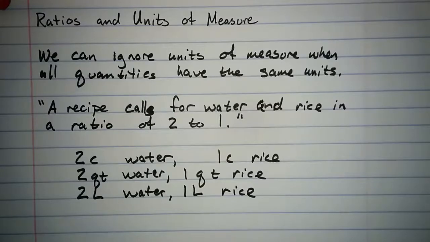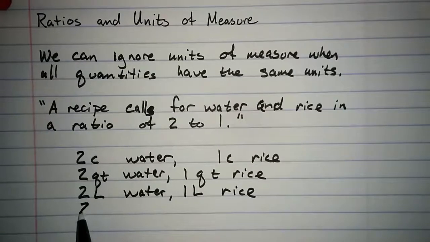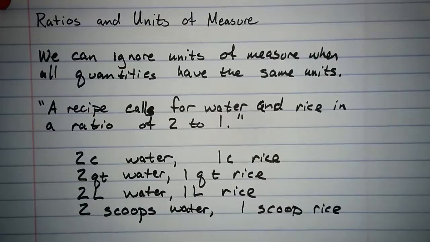If I have some sort of scoop in my kitchen, I could have 2 scoops of water and 1 scoop of rice. As long as the units of measure are the same, I can use whatever I want. And it's the same ratio. Think about mixing Kool-Aid with water. If you mix 1 cup of Kool-Aid with 1 cup of water, well, you'll get the same taste as you would if you mixed 1 quart of Kool-Aid with 1 quart of water.